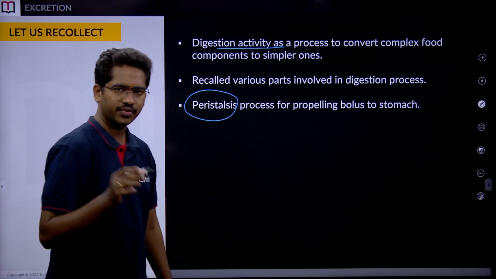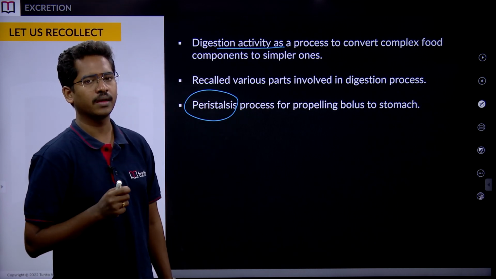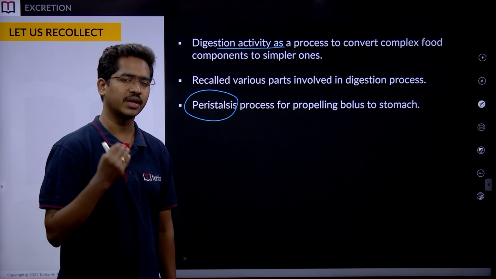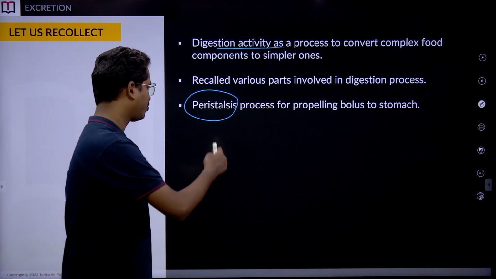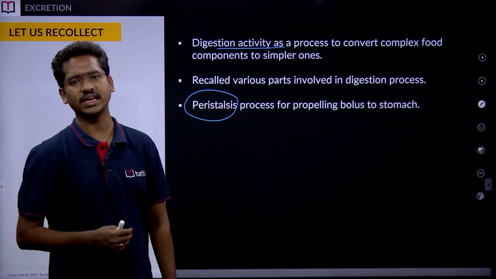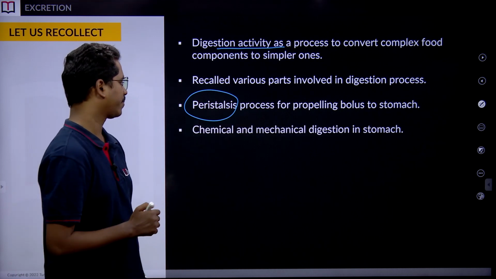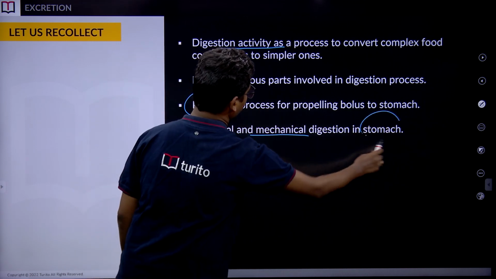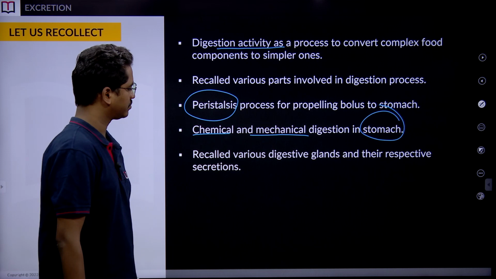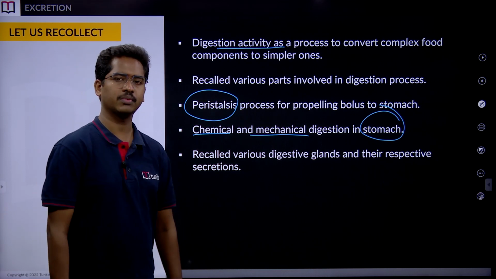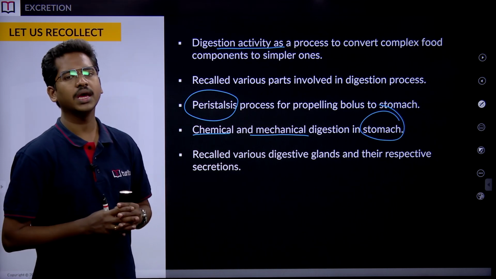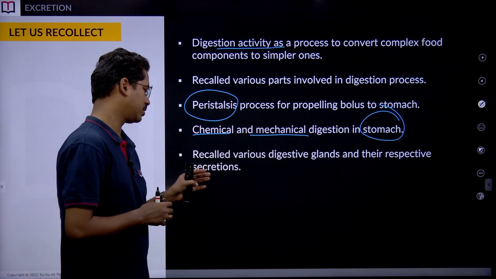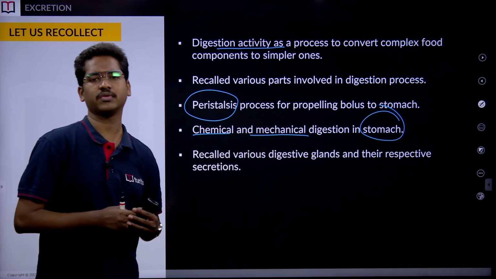We gave special emphasis on peristalsis, which helps the bolus propel towards the stomach. This process of peristalsis occurs in the esophagus, and we also understood the chemical and mechanical digestion that happens in the stomach, and the different types of glands involved in the digestive system. We need to understand their secretions. That is what we did in the previous session.